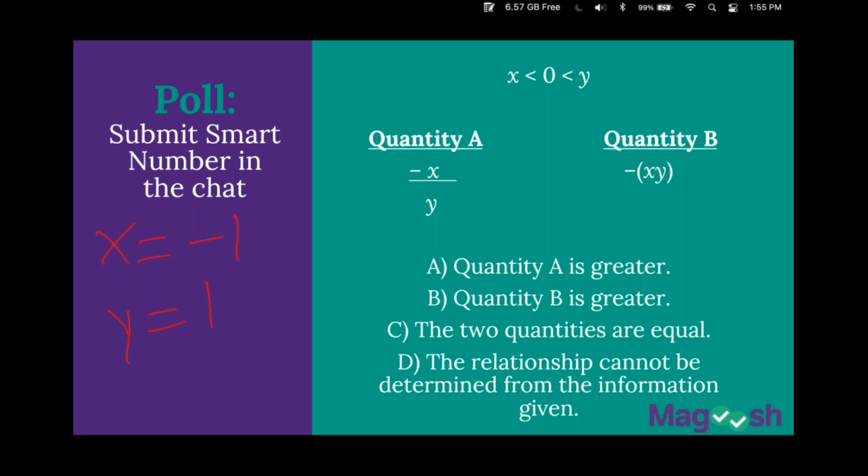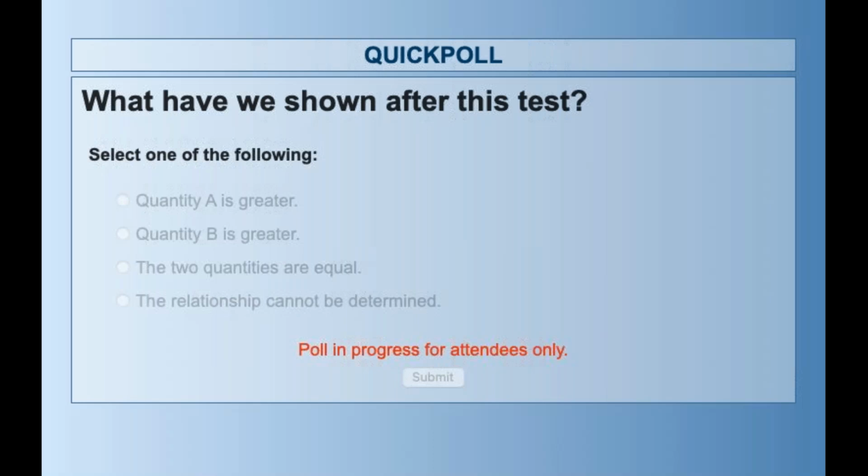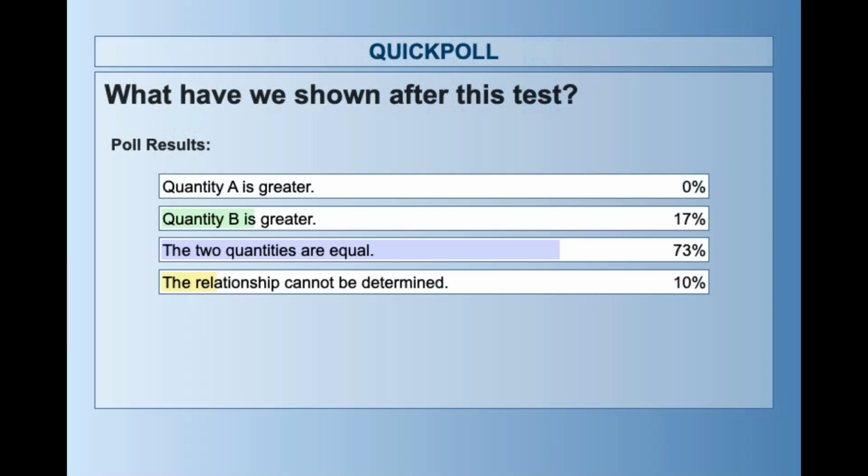Okay, so after having done this first test, what have we shown as an answer choice using these smart numbers? If you didn't use these smart numbers, please don't submit to this poll because your answer is possibly different. Awesome, lots of answers coming in. Just take about 5 more seconds here. Great, let's take a look at our results. The majority of people are on answer choice C, and that is the correct thing we should have shown if we tested with these numbers. We wouldn't have been able to show answer choice D yet. We can never show answer choice D after a single test, but answer choice C looks good.